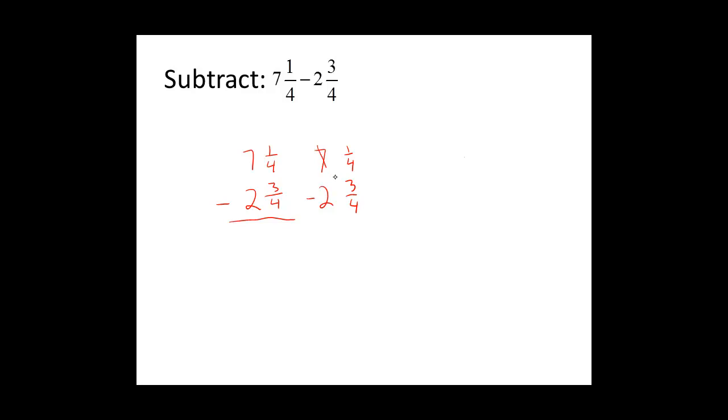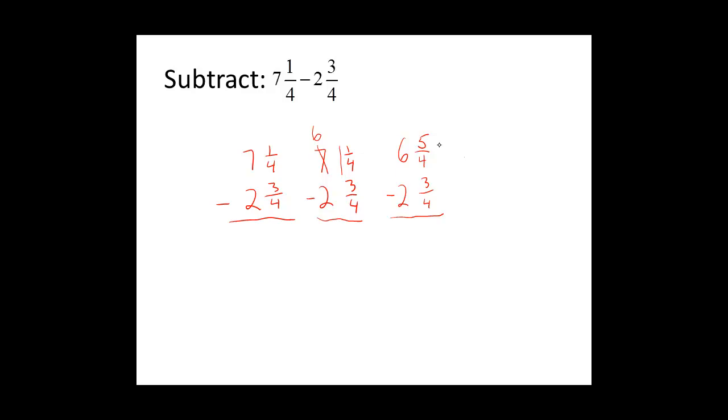We will borrow 1 from the 7, making that a 6, and the 1 that we borrowed we will put with the fraction part. We will now change this 1 and 1/4 to an improper fraction, the whole number times the denominator plus the numerator. 1 times 4 is 4, plus 1 is 5. So we rewrite this as an improper fraction. Our whole number is now a 6, and we write the rest of the problem down.